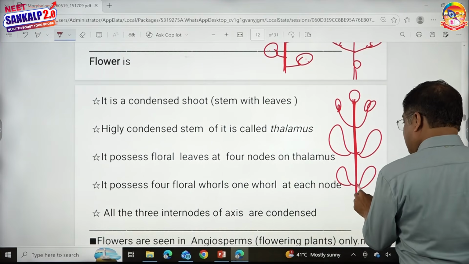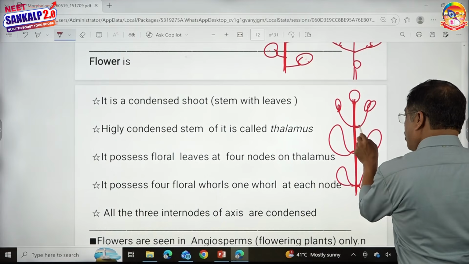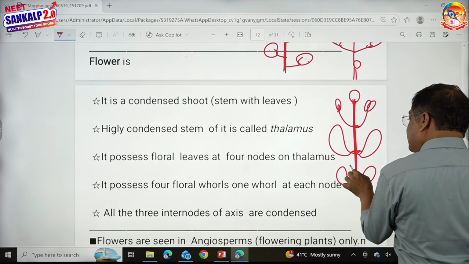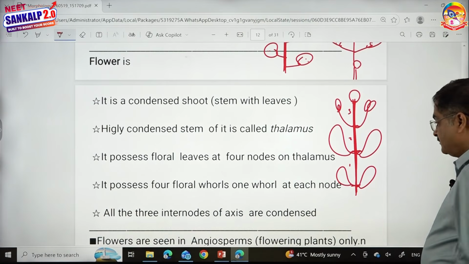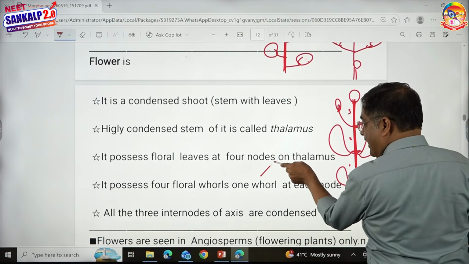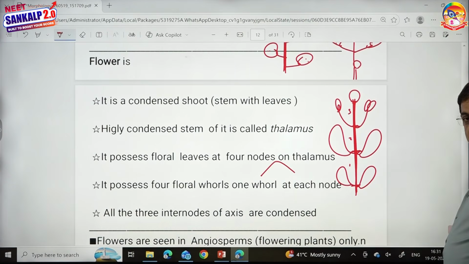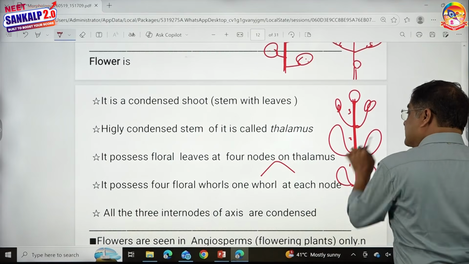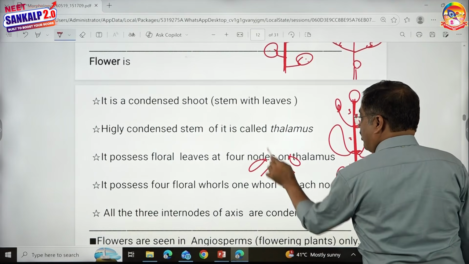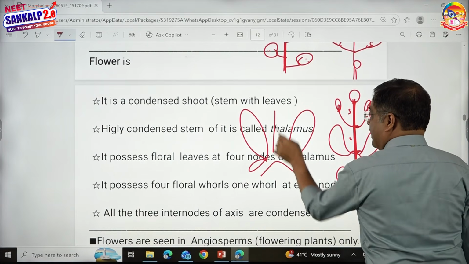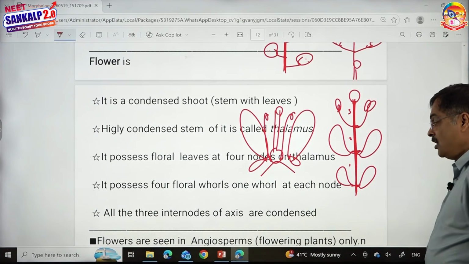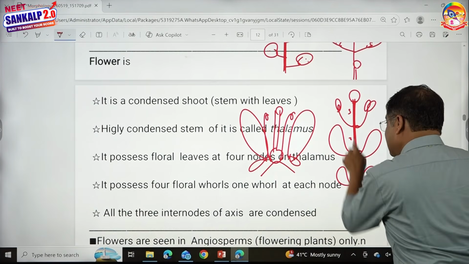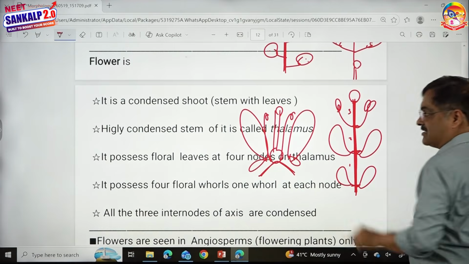Because it has 4 nodes, and all these 3 internodes are highly condensed. When all these 3 internodes are highly condensed, it looks like this, isn't it? Then all these appear to arise from the same point. What is this condensed axis called?